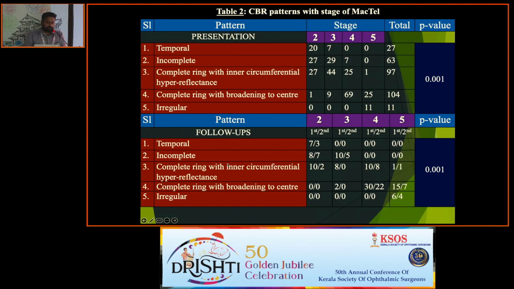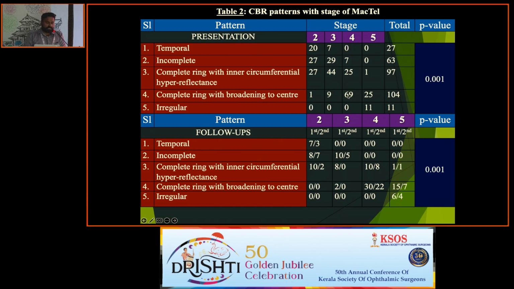The CBR patterns were compared to the stage of MACTEL. The early stages of MACTEL, that is stage 2 and 3, had the majority of eyes in the temporal and incomplete patterns, and the complete ring with inner circumferential hyperreflectance had a more even distribution between stage 2, 3, and 4 MACTEL eyes.